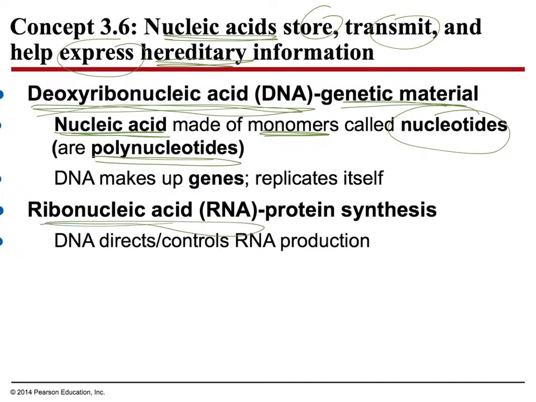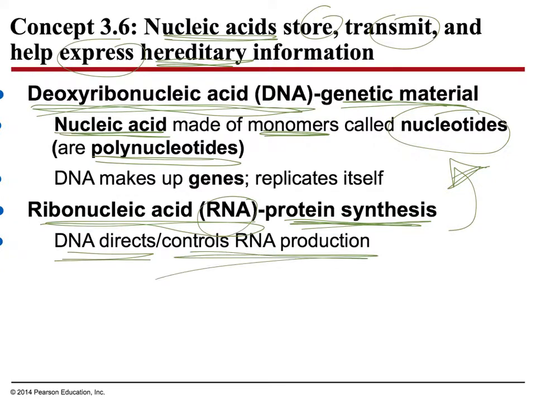Ribonucleic acid is a second type of nucleic acid. This is the molecule that's building the proteins, but it builds the proteins based on the code from the DNA. The DNA is the genetic material that provides the blueprint, and the ribonucleic acid is the molecule that's actually going to build that protein structure based on the genetic code. DNA directs this molecule and controls what the RNA is producing.